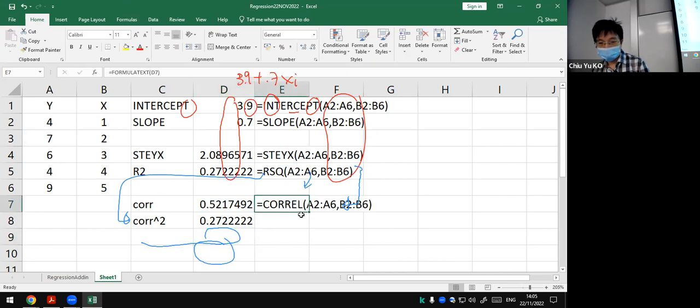Okay, so exactly as what we expect. I guess now I don't see you have any problem with the R square. Is there any question?